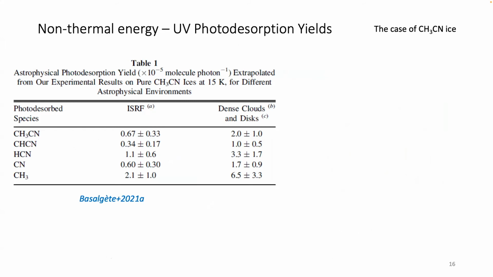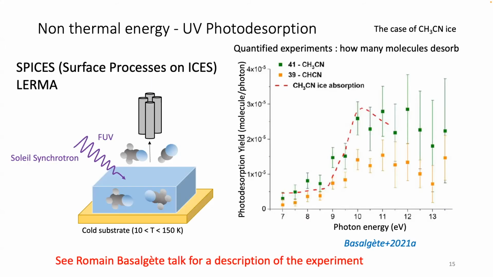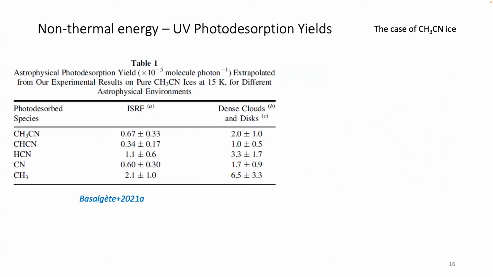So the first thing that we can say is that we have some dissociation of these molecules. That's some process that is important. And then in order to use this data in astrochemical models, it's good to give what we call the average astrophysical photodesorption yields. So that can be used in several astrophysical environments, for example, here in the ISRF, or here in dense clouds or disks. So you see that there is a small effect of the environment if you compare the two columns here.